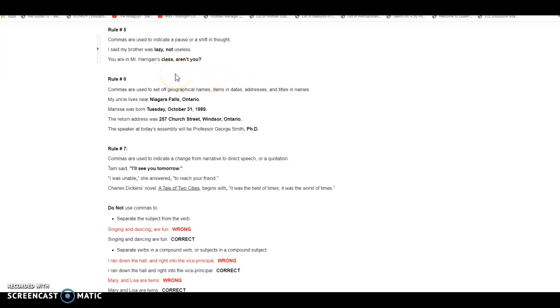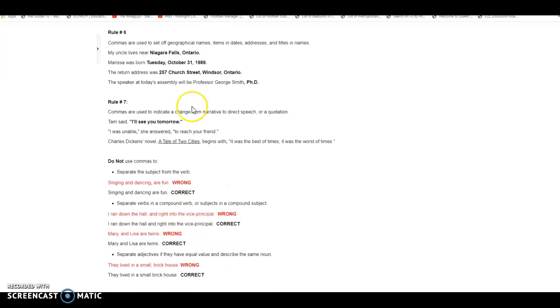Rule number 5, you need to use a comma to indicate a pause or a shift in thought. What we can think of with commas is, the word pause is perfect there. A comma is meant to tell the reader to take a pause. So if I say, I said my brother was lazy, comma, not useless, you can kind of feel when you read that sentence that there needs to be a pause here because we're shifting to a different thought. So again, I said my brother was lazy, not useless. There's a pause there to shift thought, so we need a comma.